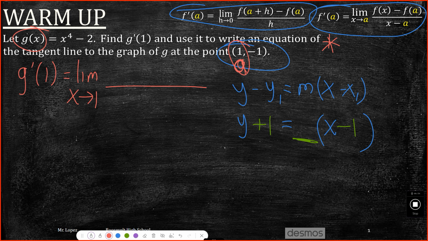And so what is g of x? What should I substitute in for g of x? What is g of x equal to? It's telling you g of x is equal to what? g of x is that thing right there. That's what g of x is. So take out g of x and plug in what? x to the fourth minus 2.